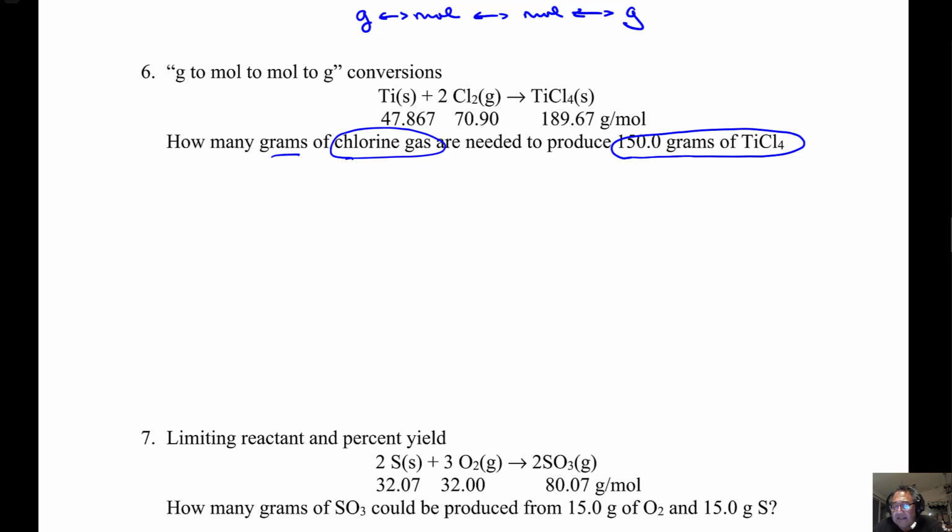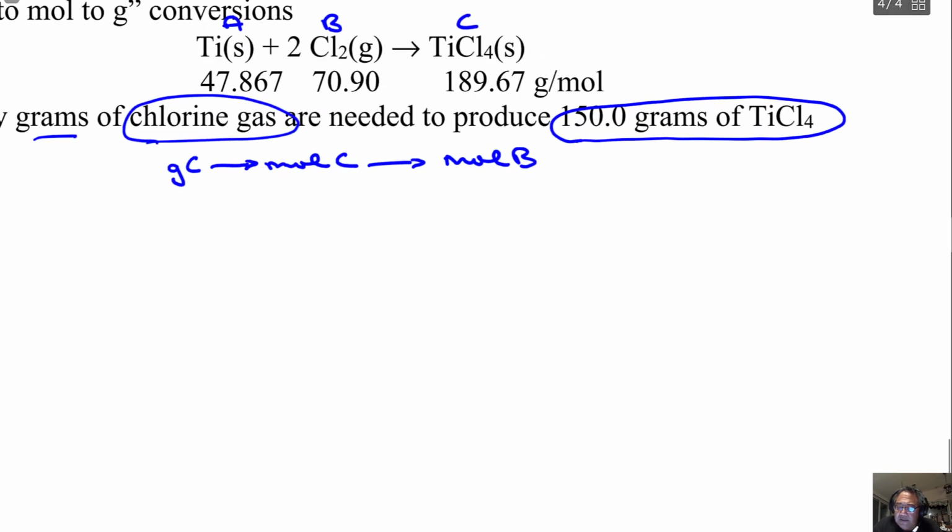So I'm going to set this problem up. But first, let's talk about it like this. This is A, B, and C. You could have just called them A and B, but in case I need to use it later, I might just call them A, B, and C like that. So I'm given grams of C. And what I'm going to do is get moles of C. And then I'm going to do the mole-to-mole conversion to moles of B like that. And then once I have that, I'm going to go to grams of B.